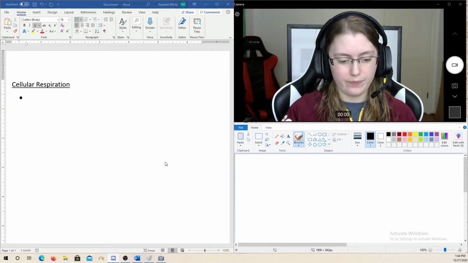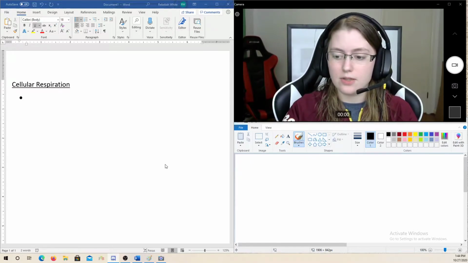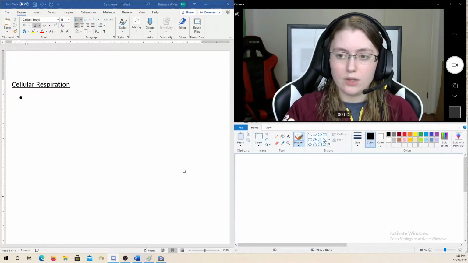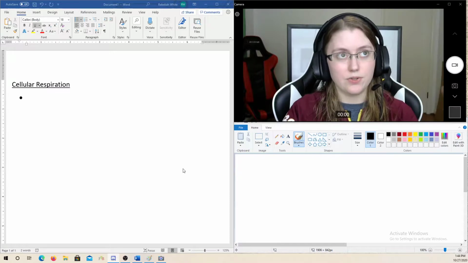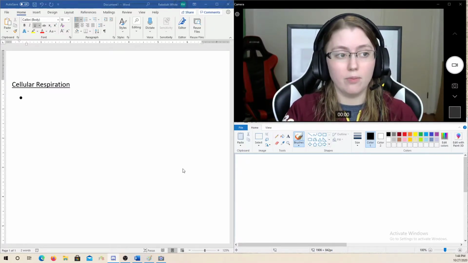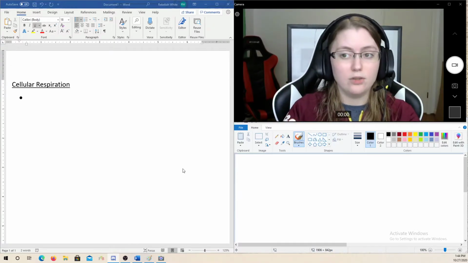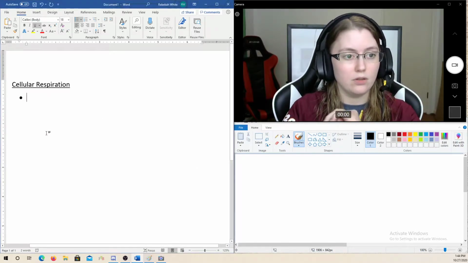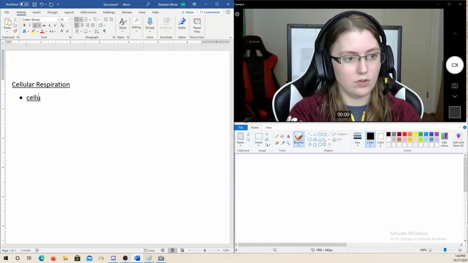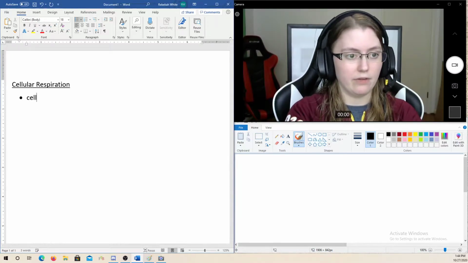Okay. So this week we are going over cellular respiration. This is going to be how cells use a fuel source like glucose and turn it into energy, which, cellular energy is ATP, adenosine triphosphate. So we'll just put down that definition.